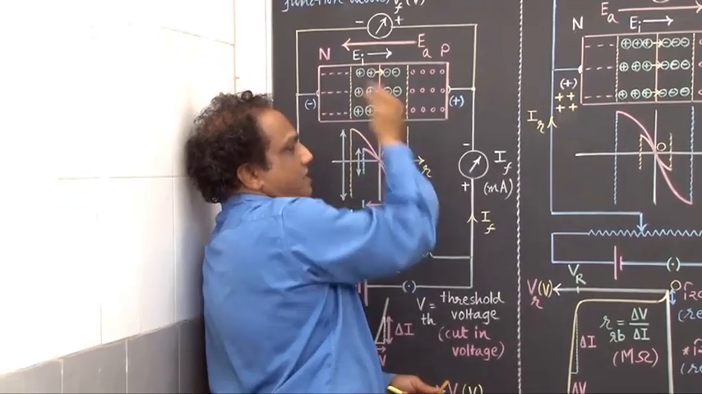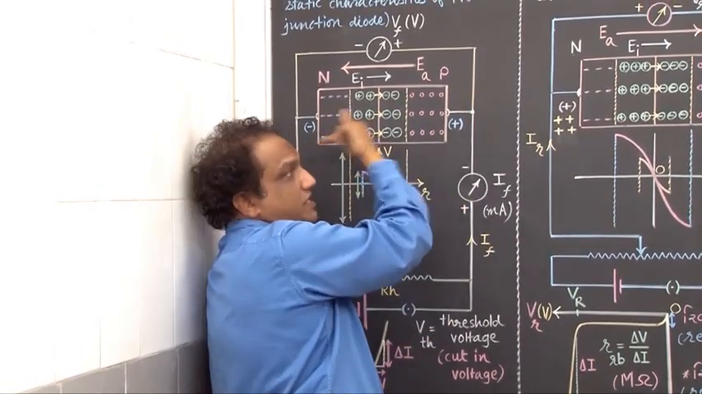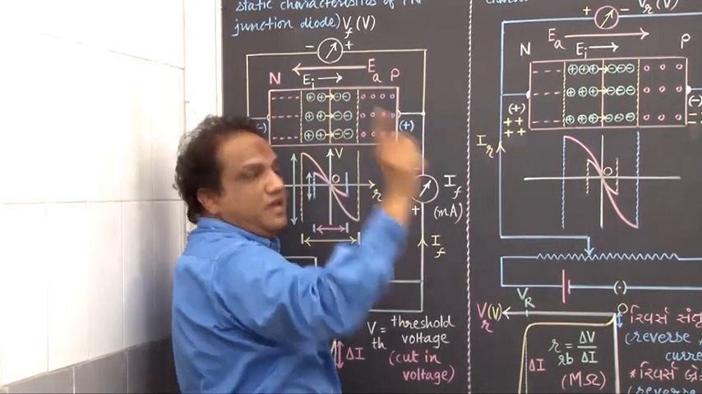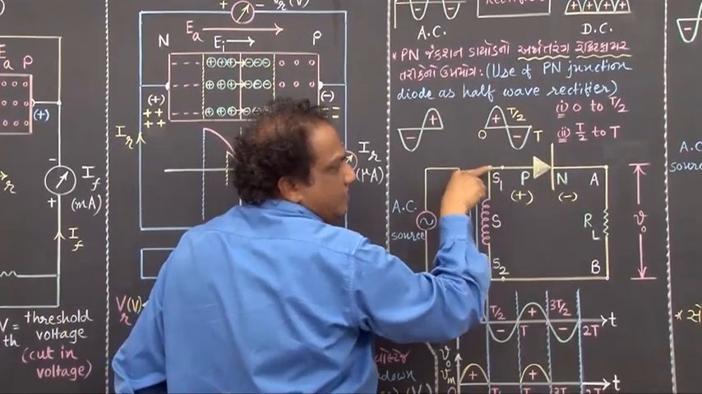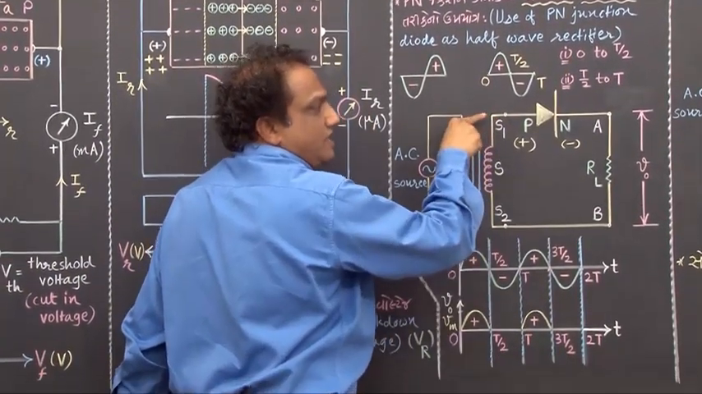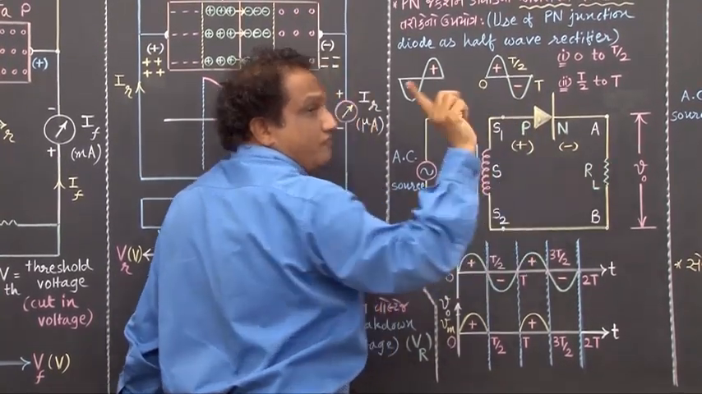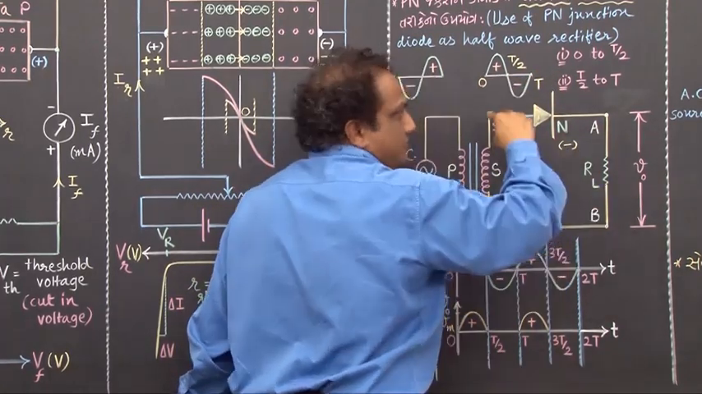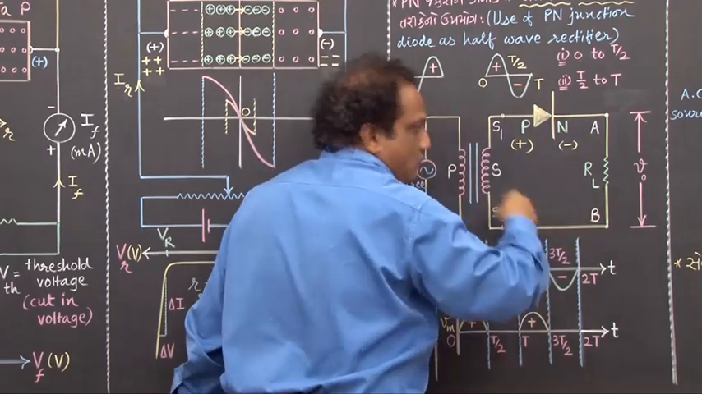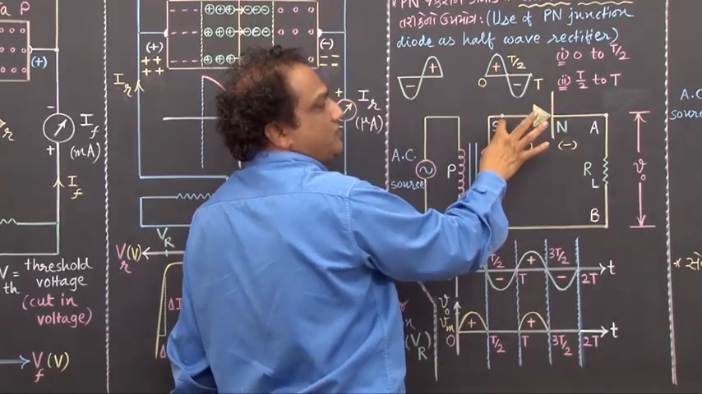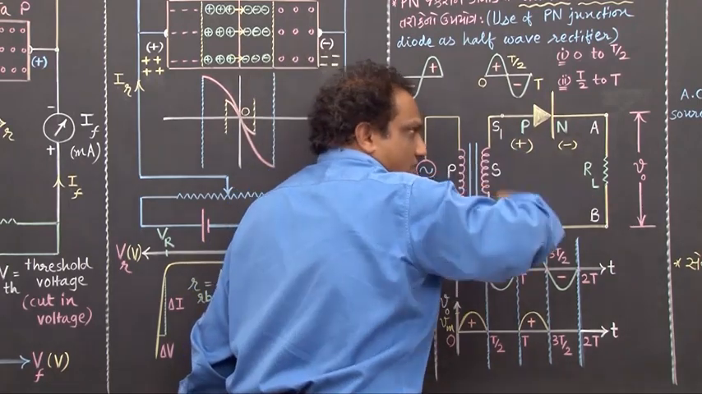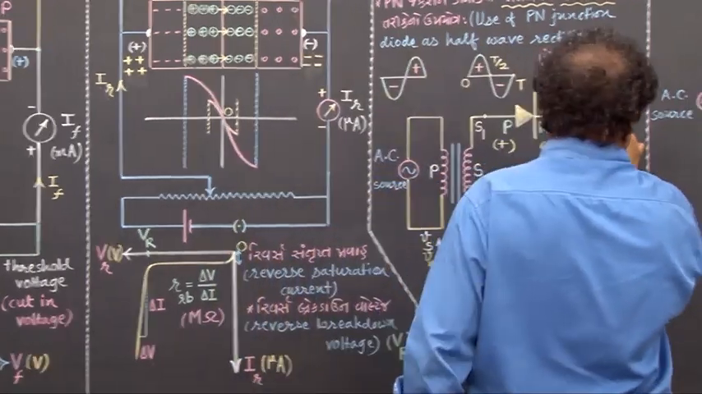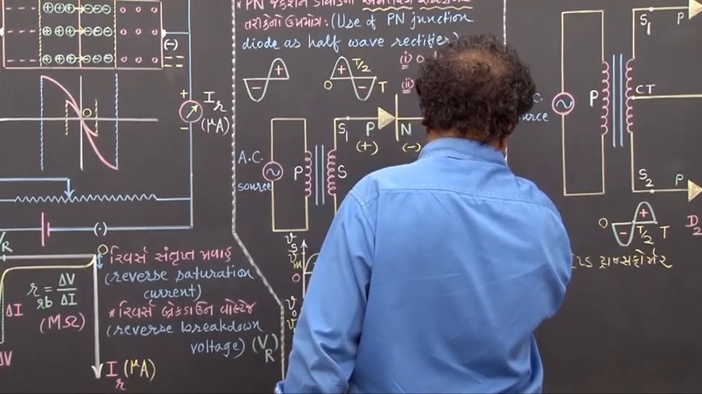We get this forward current in this direction, which inside the PN junction diode is from P to N, in the direction of the arrow. That current passes through the load resistance in this direction, as long as the potential at S1 remains positive. Current flows through the load resistance from A to B.